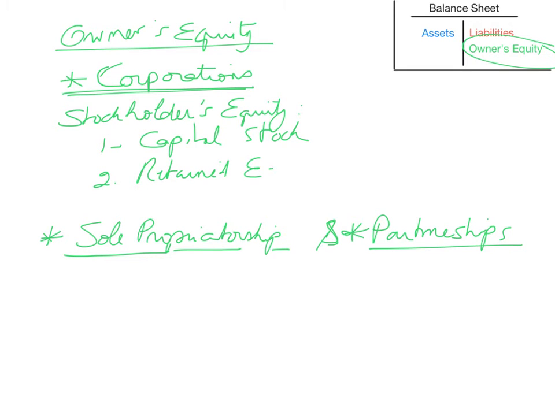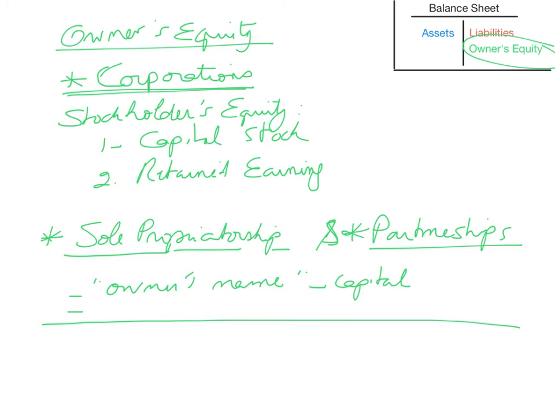Retained earnings is the amount accumulated through profitable business that has not been distributed back to the owners as dividends. Now, in a sole proprietorship and a partnership, there is no distinction between capital stock and retained earnings. Consequently, there is only one entry per partner or per owner, and that is the owner's name and the respective amount of capital invested. So there will be only one entry in a sole proprietorship, and one entry for each of the partners in a partnership.